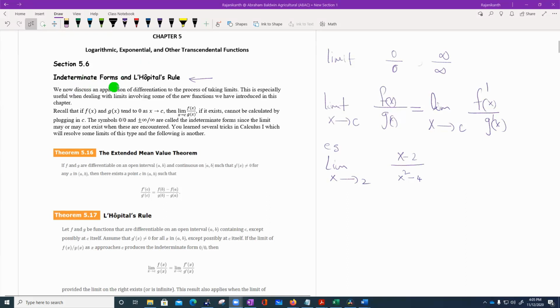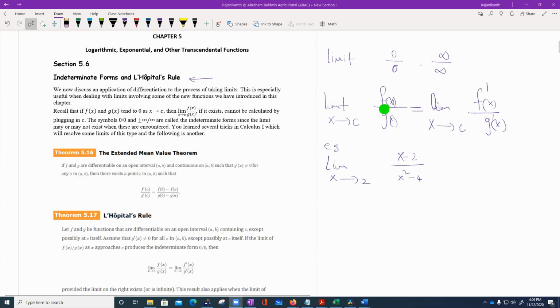The indeterminate forms we use to find the limits, okay? So if you see, when you're plugging in the function value, either 0/0 or infinity/infinity, then we call those indeterminate forms, right? So if you see an indeterminate form, then you could apply the L'Hopital rule.